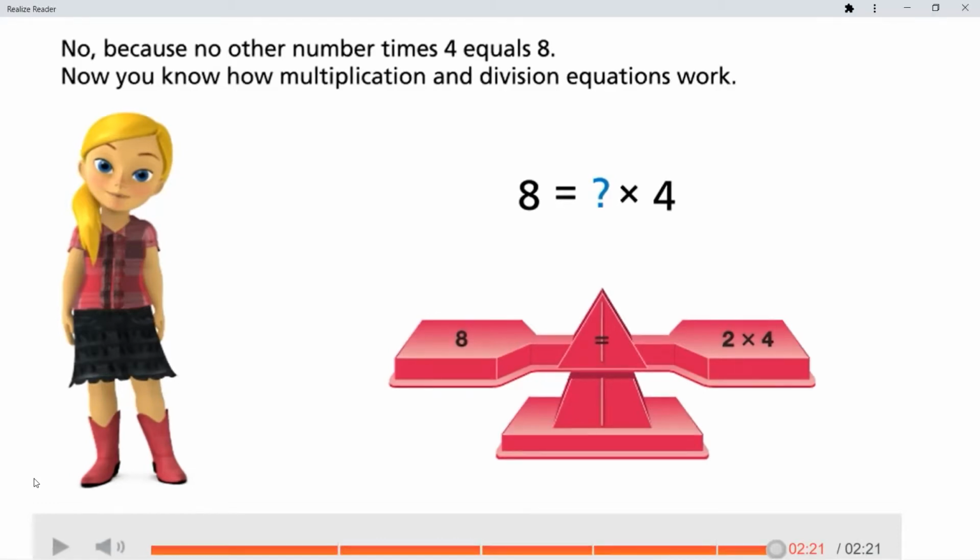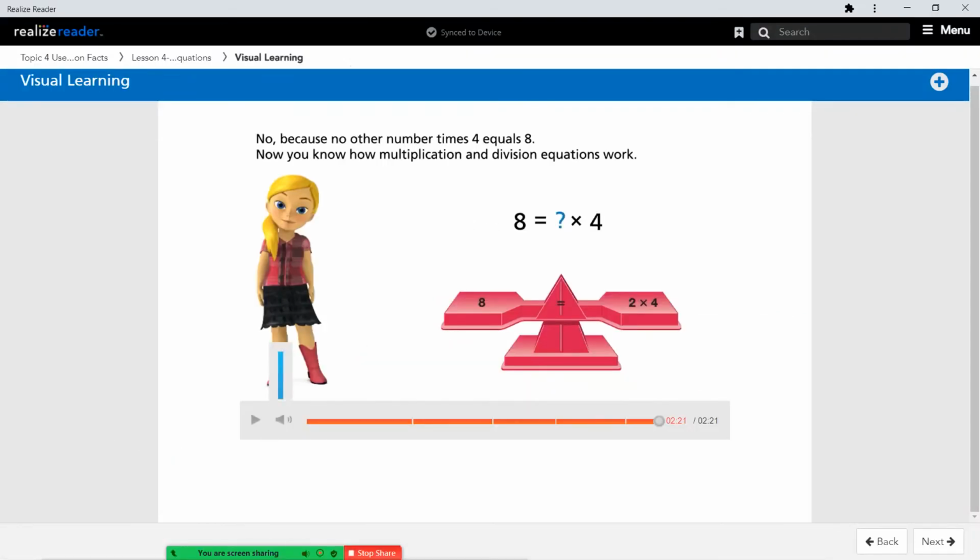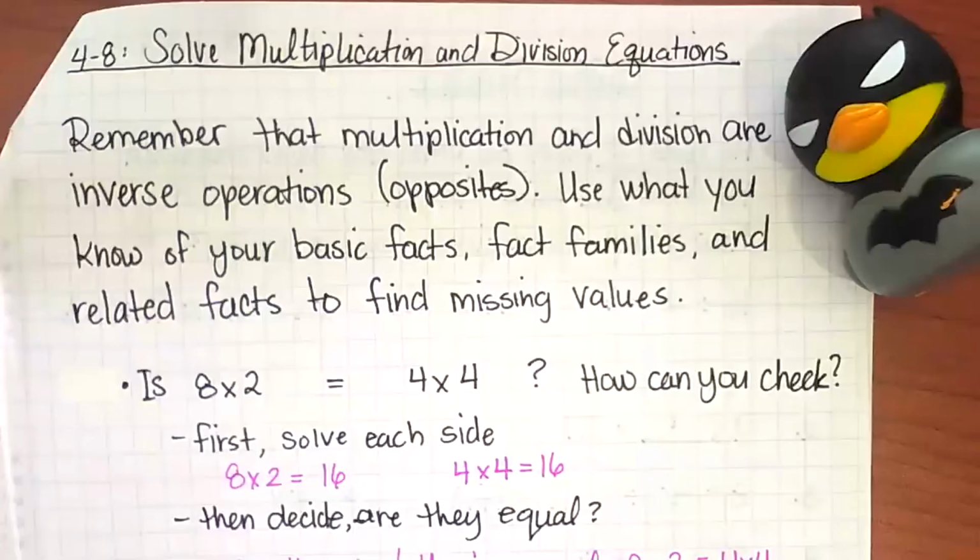All right, so now we took a look and saw how multiplication and division equations can be equal to each other by solving them and seeing if they have the same answer. Let's go ahead and take a look at our notes before we jump into our guided practice. So at the top, you're going to write 4-8, solve multiplication and division equations.